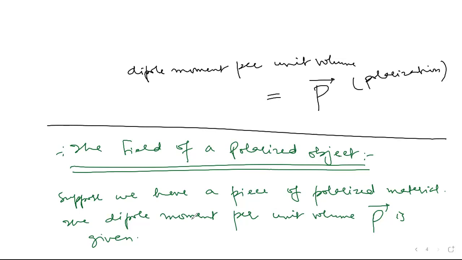We know what is the field of an individual dipole. So one way to get the field of this polarized material is to break the material into infinitesimal dipoles and integrate to get the total field. As you know, it's always easier to work with the potential. So for a single dipole, how do we write the expression for the potential?